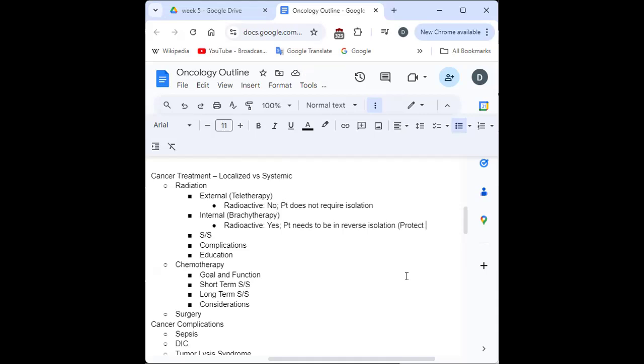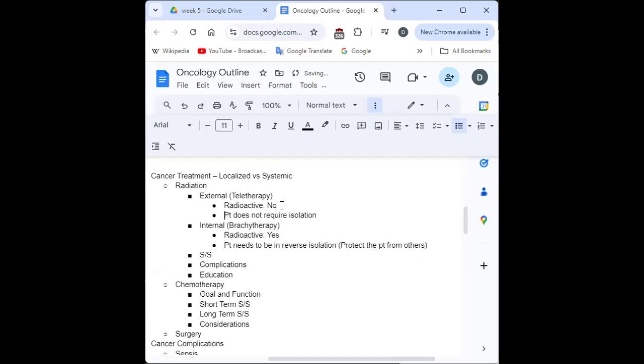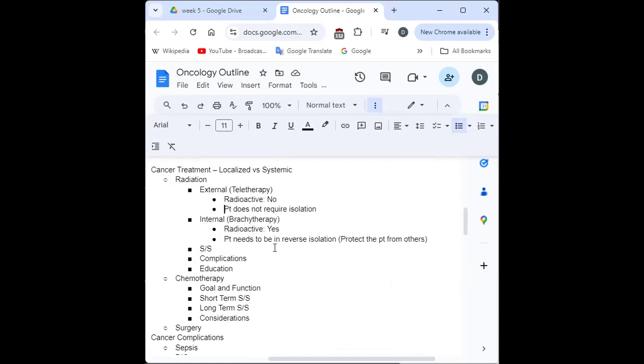Yeah, so normally your contact isolation is for your protection. But reverse isolation is to protect them from us. Similar idea. Essentially, the patient is going to have a weakened immune system and needs to be protected from infection and all that stuff. That kind of goes along with a lot of your QSEN and best practice for safety as well that we'll go over in a little bit.